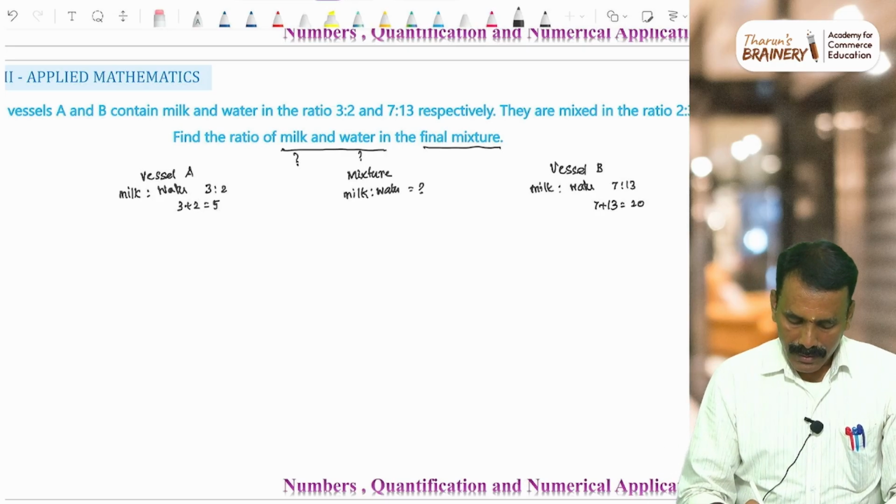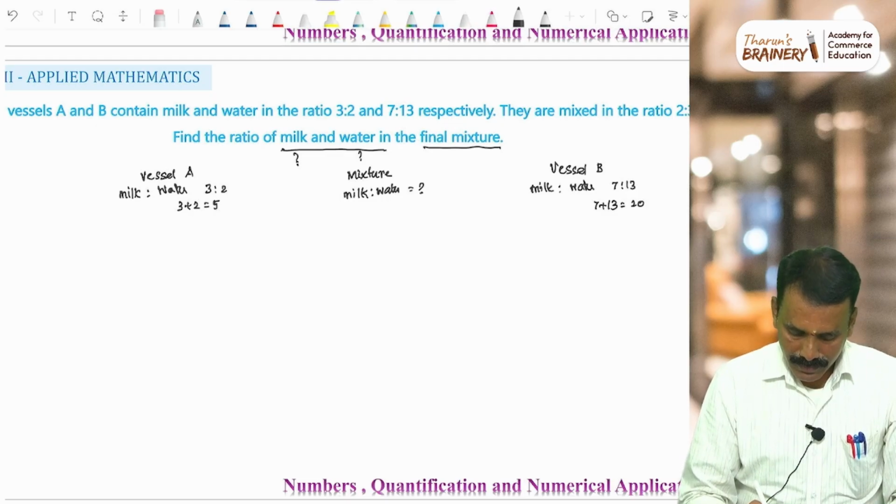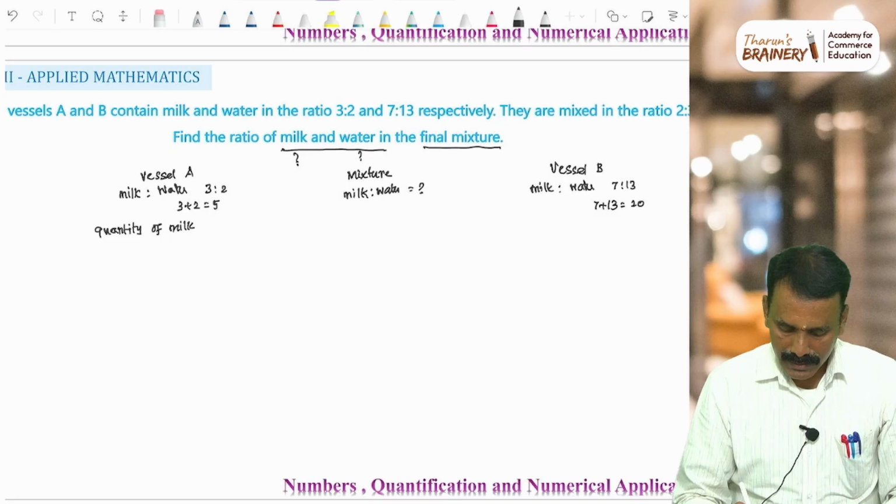Okay. Now, the quantity of milk in vessel A will be equal to 3/5 part.